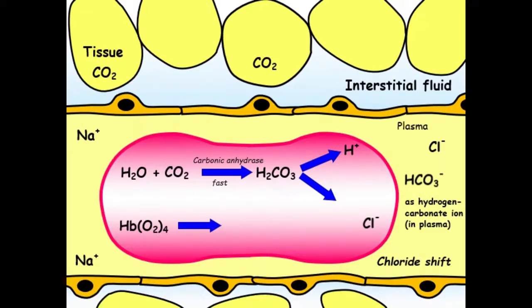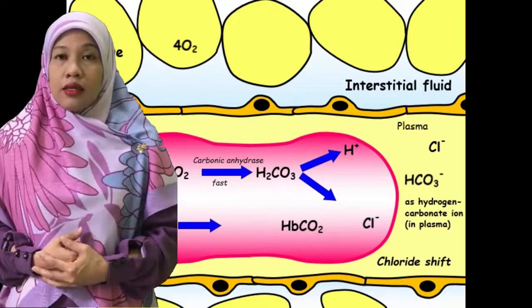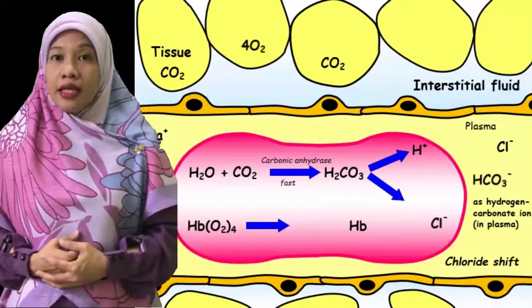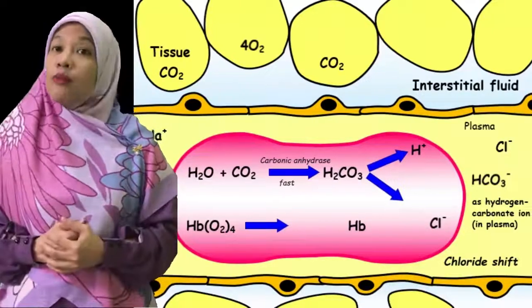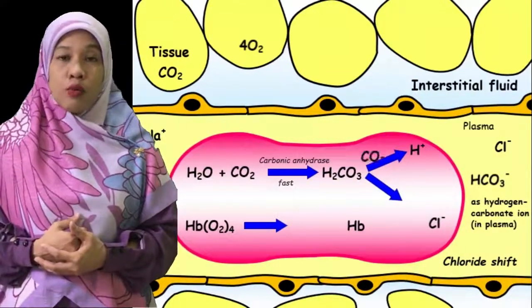Since the partial pressure of oxygen is low in the tissue, oxyhemoglobin will dissociate into hemoglobin and oxygen molecules. Oxygen molecules will be released to the tissues, and the hemoglobin will combine with the carbon dioxide to form carbaminohemoglobin. The third type of transportation is that carbon dioxide can combine with the hemoglobin to form carbaminohemoglobin.